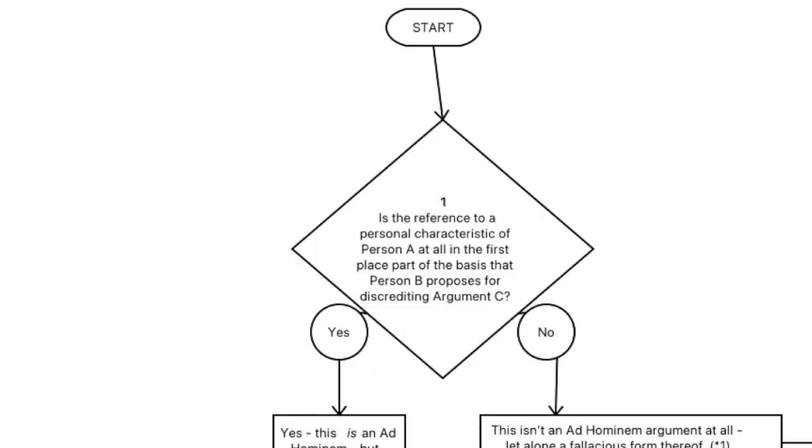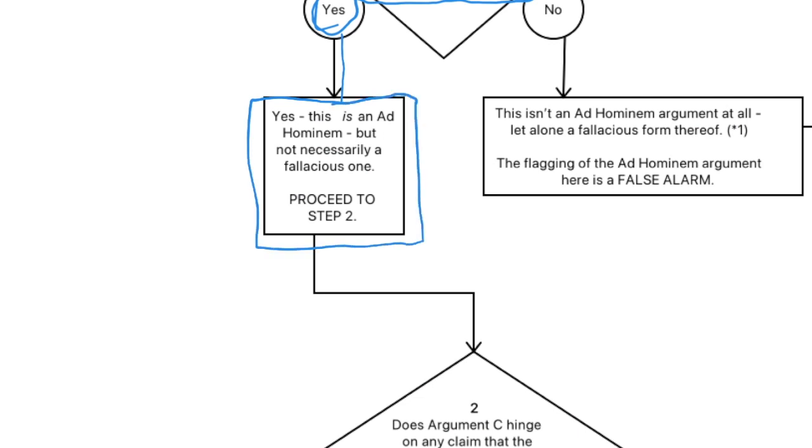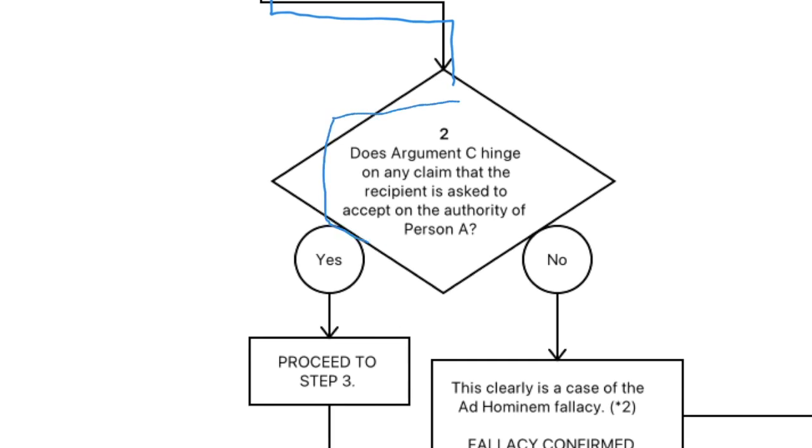Well, step one. Is the reference that you make of my not being a doctor part of your basis of dismissing the medical claim that I just made? Yes. You directly said that it is because I am not a doctor that my confidence on this matter is not enough. So, technically, this is ad hominem, but is it fallacious? To answer that, we go on to step two. Am I asking you to accept something on my own authority? Well, if I cite nothing but my confidence in making the claim, then yes. So we go on to step three.